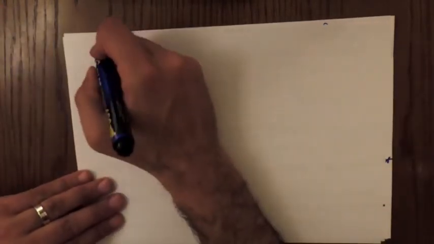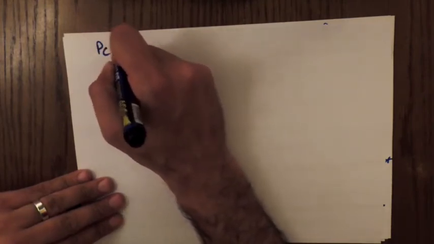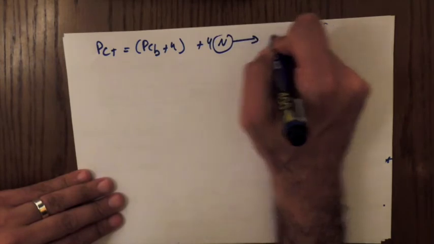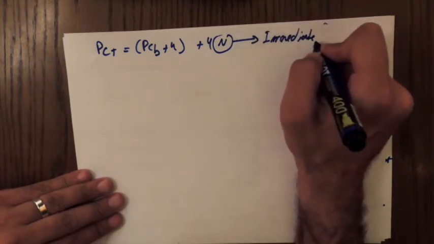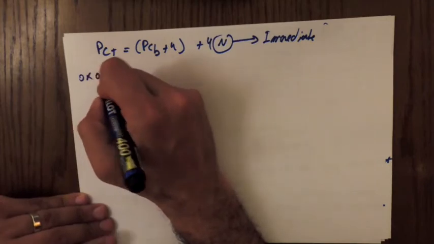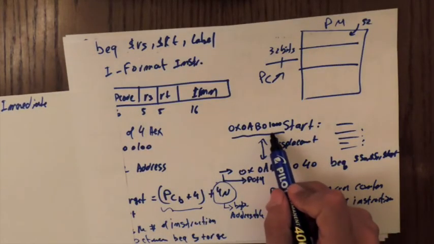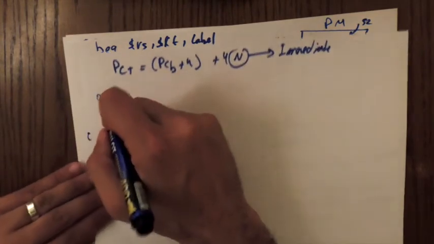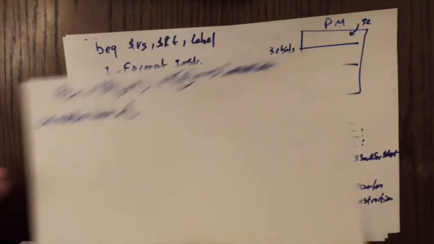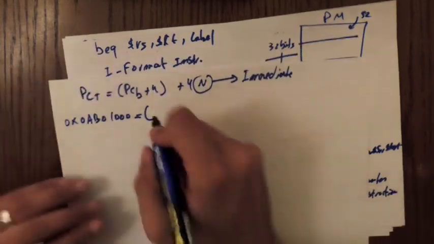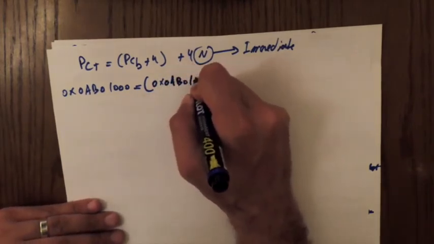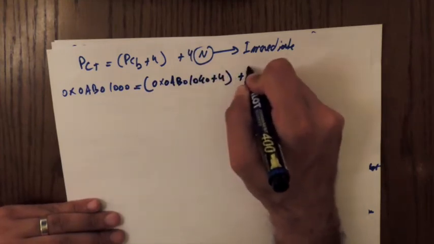So now to do this calculation, let's go ahead and apply the formula. So we said PC target is equal to PC for the branch plus 4 plus 4n. This n will be the immediate that I am searching for when I want to translate to binary. So now the PC target will be, let's look again, this is the target, this is where I want to go. So this is going to be 0x0AB01000. It's equal to, what's the PC of the branch? It's going to be with a 40, 0x0AB01040 plus 4 plus 4n.